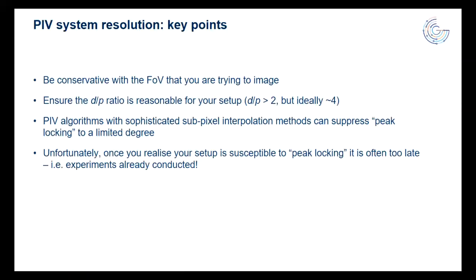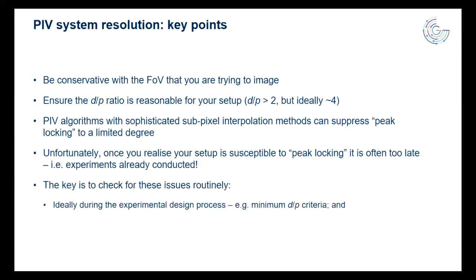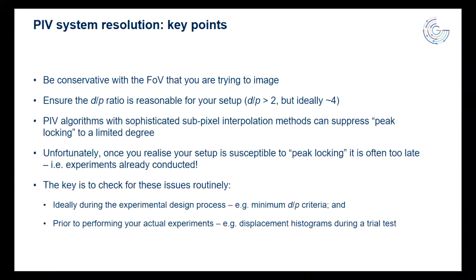And as I've already hinted at, once you realize you've got a peak locking problem in your data, it's too late. All right, and that's going to limit what you can do with the data. So check this before you go and perform all of your experiments. Ideally, check your minimum D on P criteria, and then after your test, as a final check, go and check your displacement histograms. What I would recommend is you do this at 1G on the lab floor with an exact mock-up of your experiment. Do an experiment, in spite of the stress field being wrong, get some images you can analyze and just check that the output you're getting is as it should be before you go and do your full sequence of experiments.